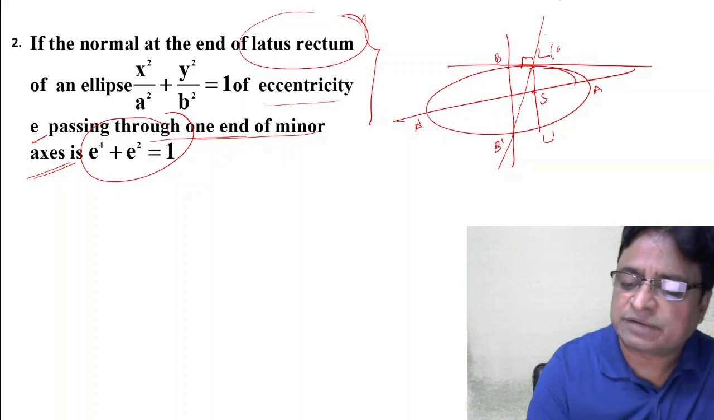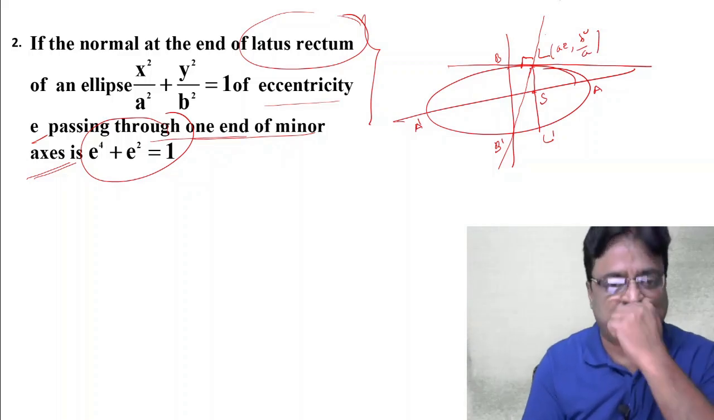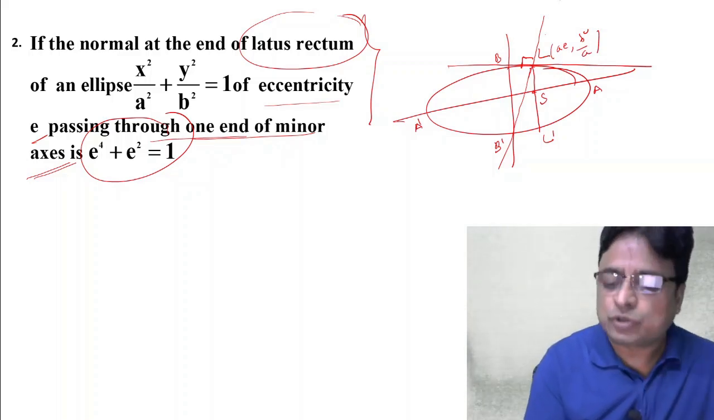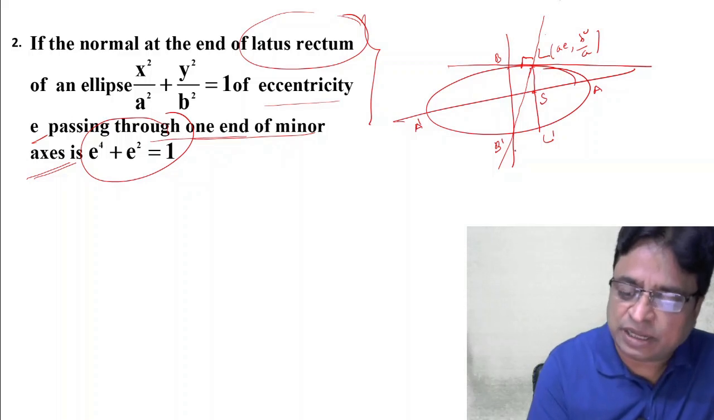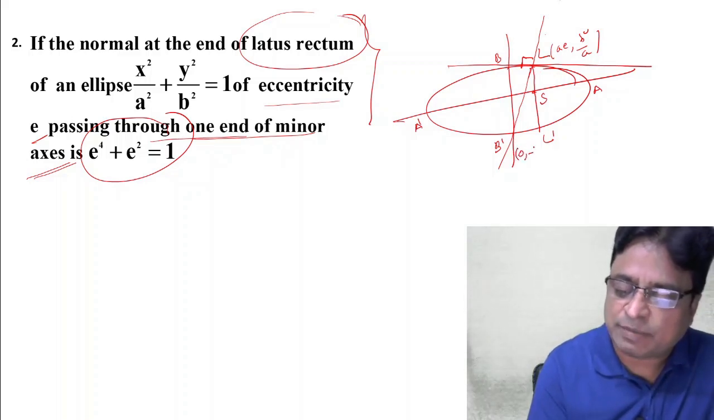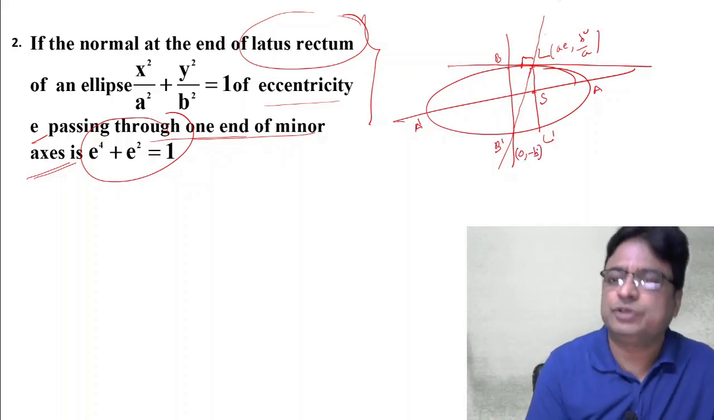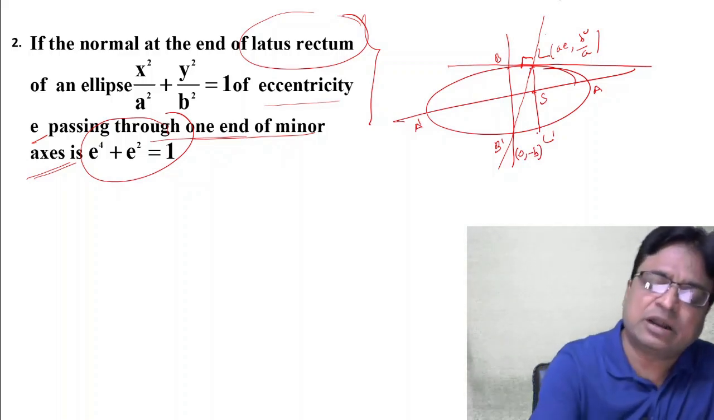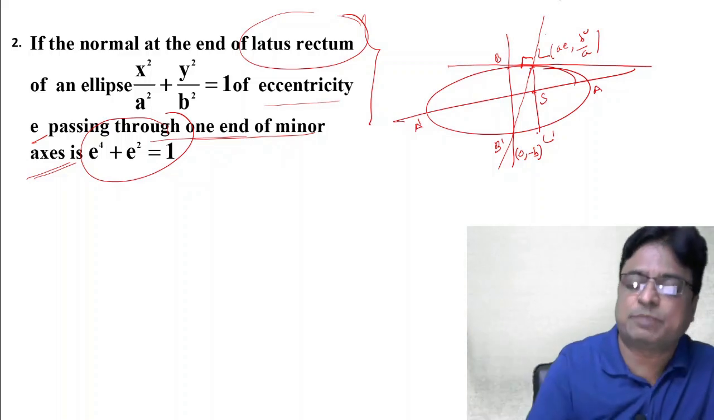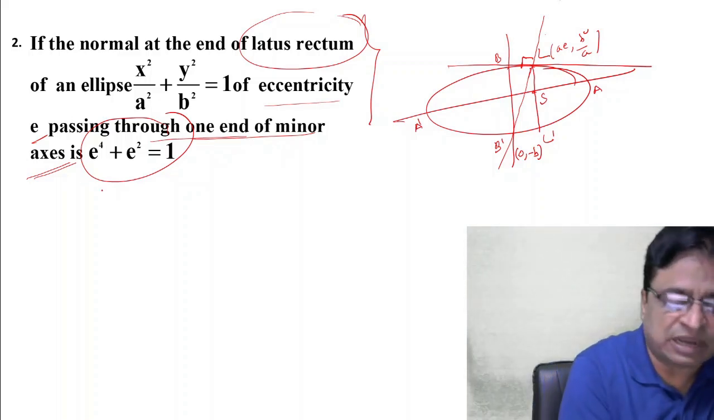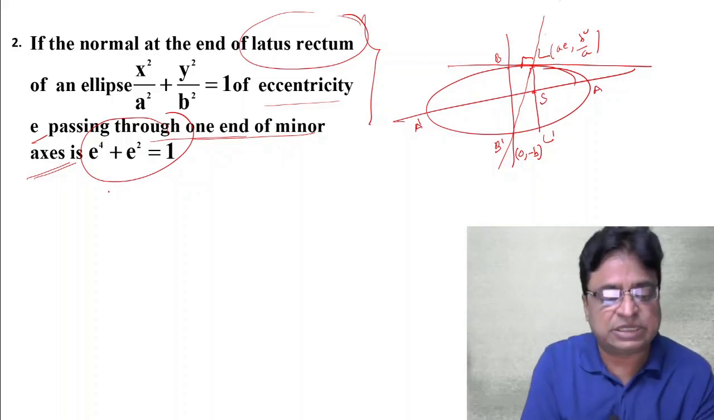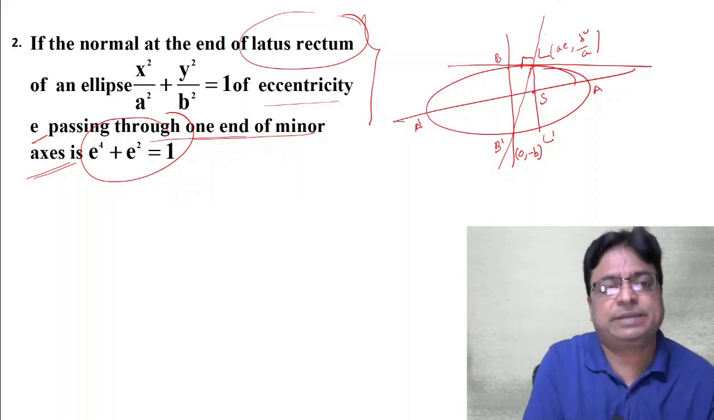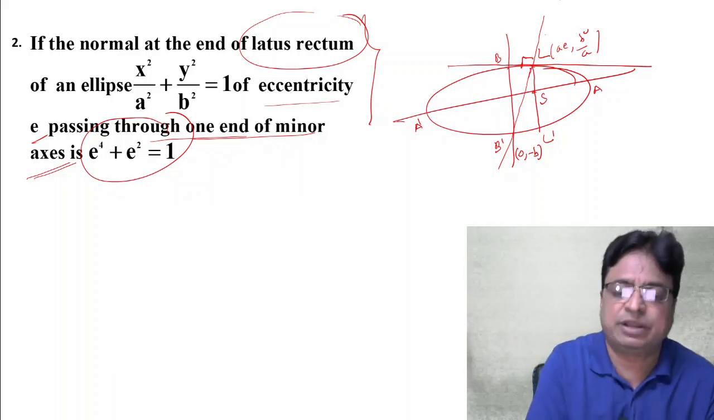So the coordinates of L are (ae, b square by a), because the length of the latus rectum is 2b square by a. And the coordinates of B are (0, minus b). You can take the tangent at L dash and the normal at L dash passing through the point B. Then this result will occur. This is the result in terms of the eccentricity: e power 4 plus e square equal to 1.